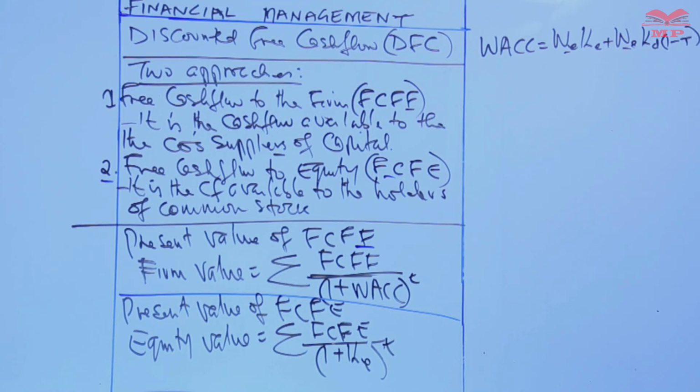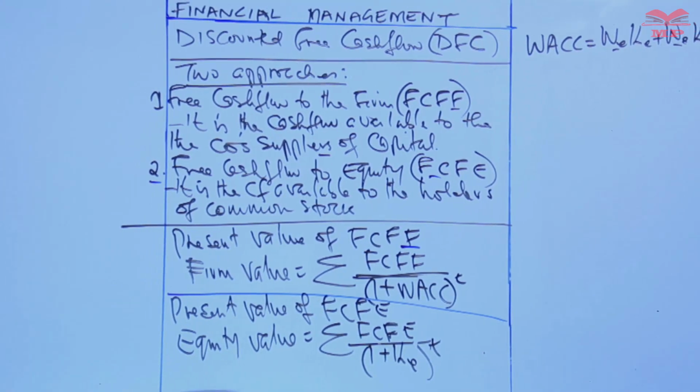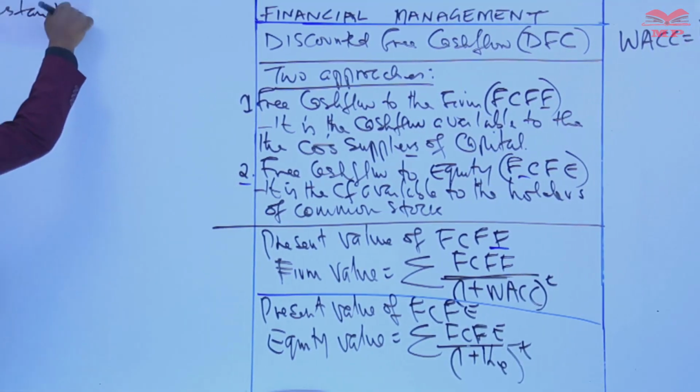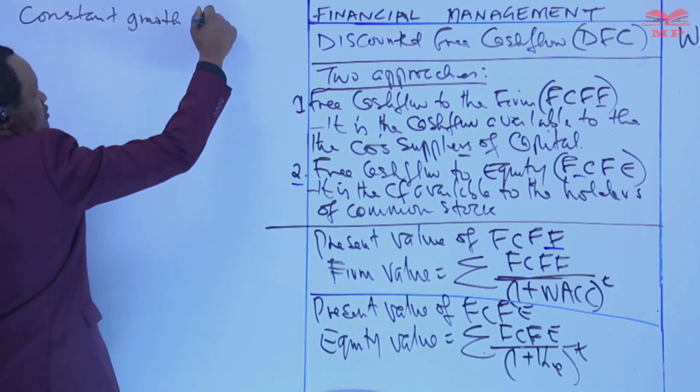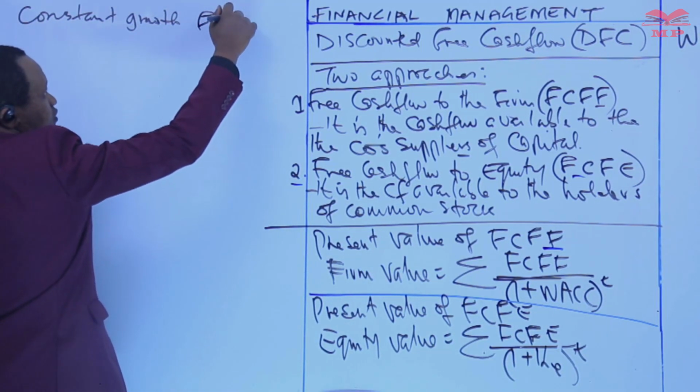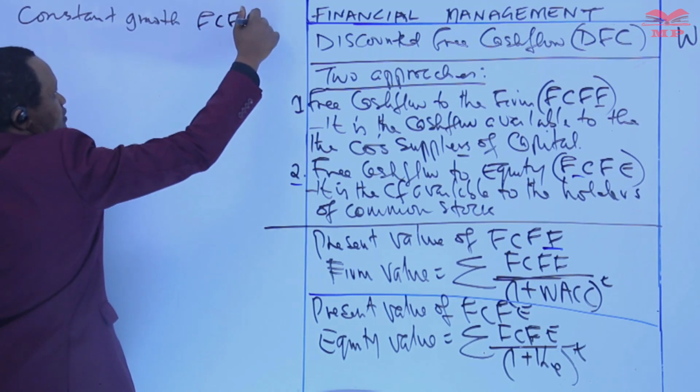What will be the firm's value? What will be the firm's value where there is constant growth in future cash flow for the firm? Constant growth. Let's begin with the first one. Future cash flow to the firm valuation model.